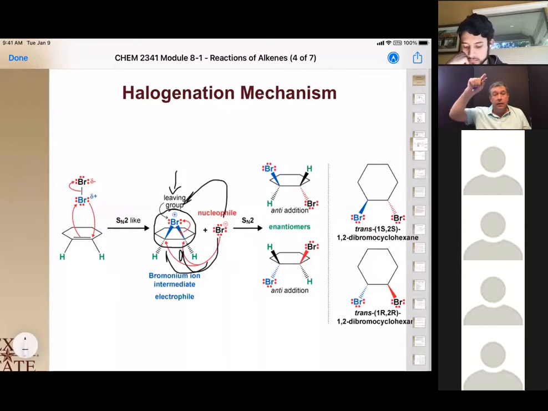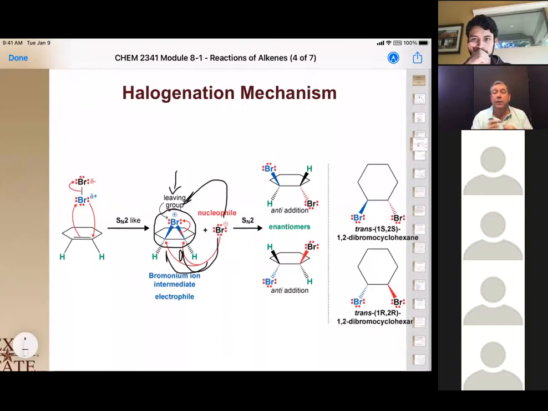Remember, on the HI and HBr reaction, you get a mixture because you form a carbocation. In the hydration, you get a mixture because you form a carbocation. Here, the bromine's trapping that carbocation, and we have selectivity of our addition.